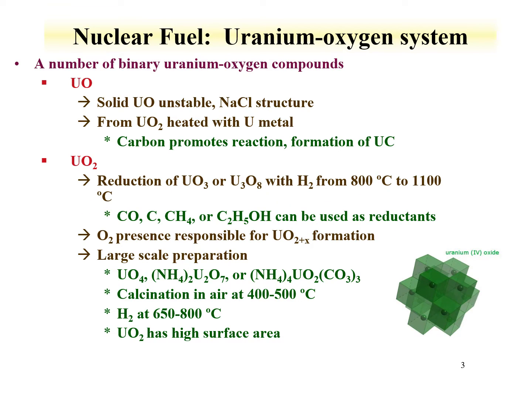Large-scale preparation is from a host of compounds that can be calcined in air. This would generally form either UO3 or U3O8, and then treated with hydrogen at a higher temperature. Under these cases, the resulting UO₂ has a relatively high surface area. And here's the crystal structure of uranium dioxide.